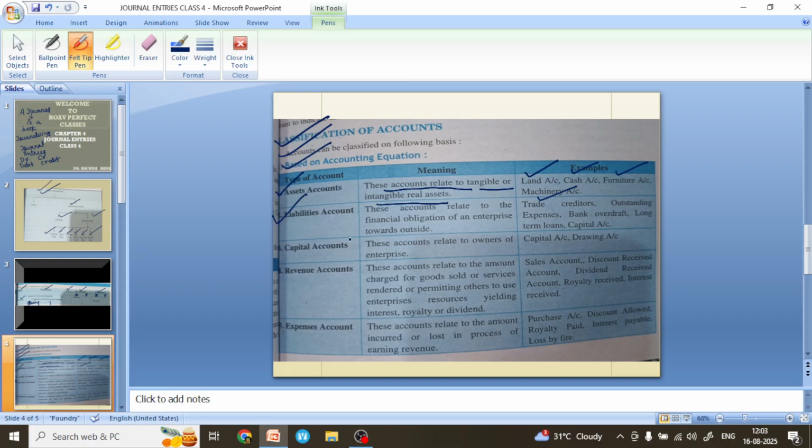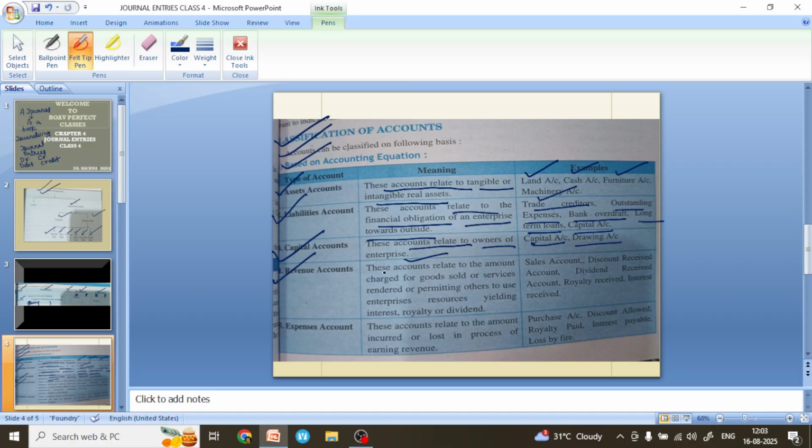Then second is the liability account. Liability accounts relate to financial obligations of an enterprise towards outsiders. For example, trade creditors, outstanding expenses, bank overdraft, and long term loans. Then capital account: these accounts relate to the owners of the enterprise. For example, capital account and drawing account.